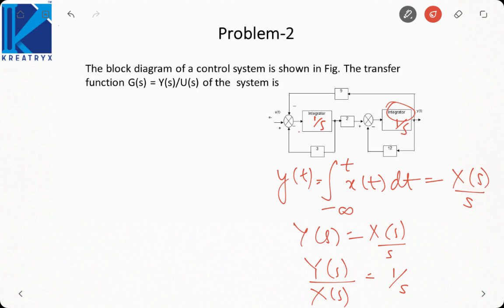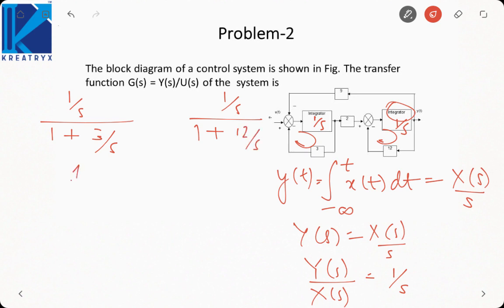Now if you see, this is a feedback loop. This is also a feedback loop. So we can take the feedback transfer function, that is, 1 by s divided by 1 plus 3 by s, and it will be 1 by s over 1 plus 12 by s. So it will be 1 upon s plus 3. It would be 1 upon s plus 12.